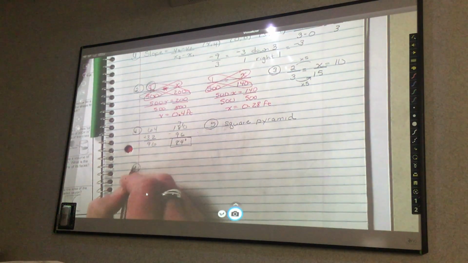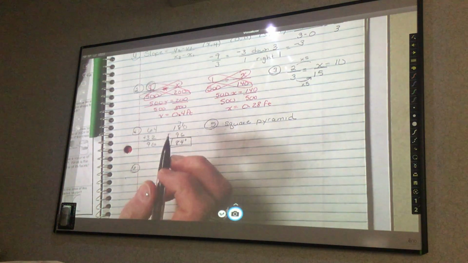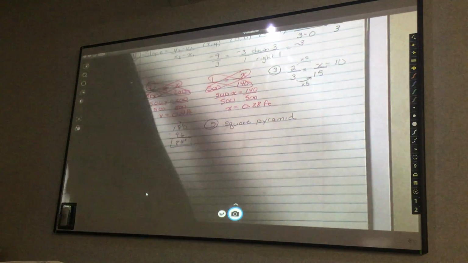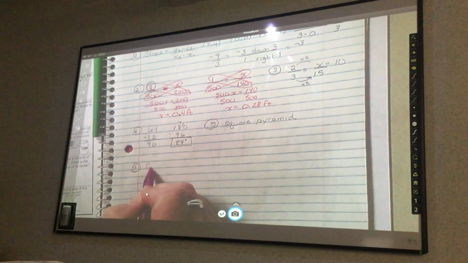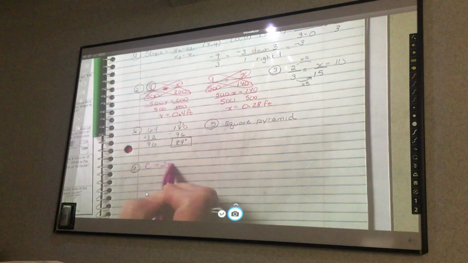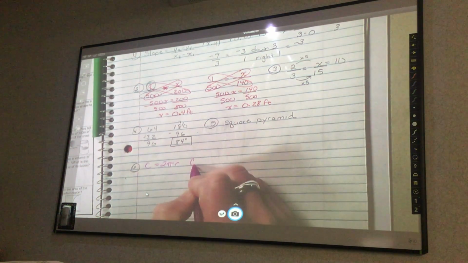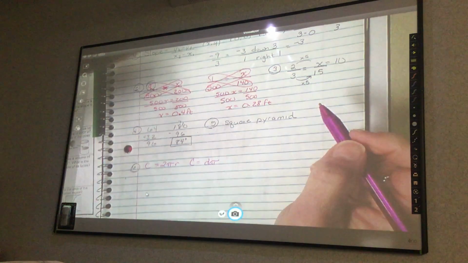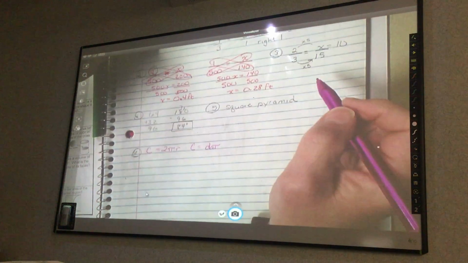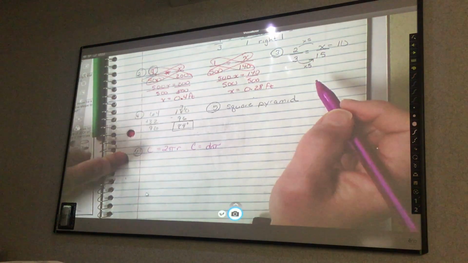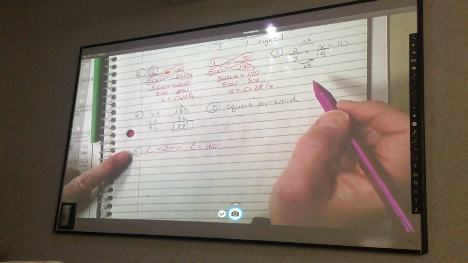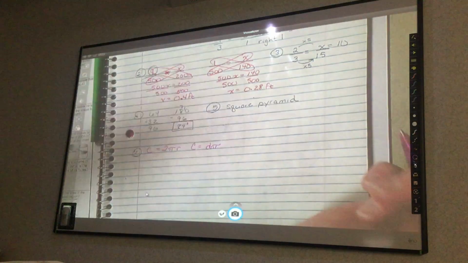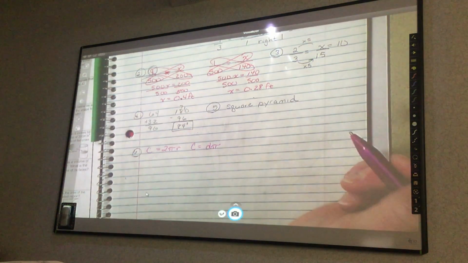Number 6, find the circumference and area if the radius of a circle is 9 inches. So I'm going to start with circumference. Circumference equals 2 times pi times r, or circumference equals diameter times pi. So we're going to get rid of having to write down the slope formula, but you're going to have to start always writing these formulas down every day, because these are ones that need to be memorized.